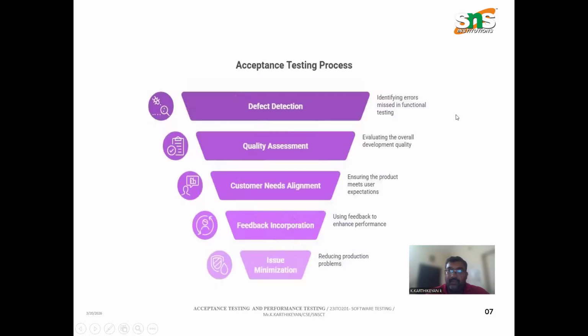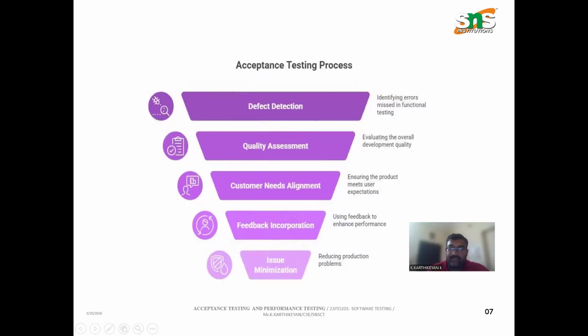So this is the testing process. The objectives are defect detection and quality assessment, customer needs alignment and feedback, and issue minimization. This is the purpose of acceptance testing: identify errors missed in functional testing, evaluate the overall development quality, ensure the product meets user expectations, and use user feedback to enhance performance and reduce product problems.